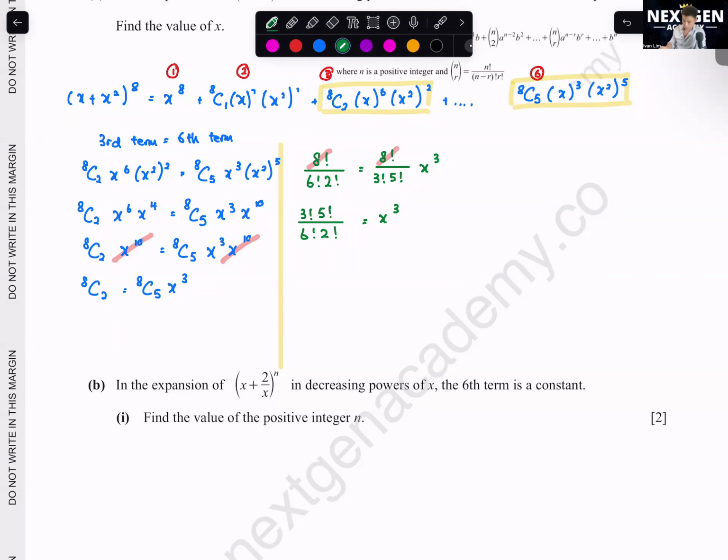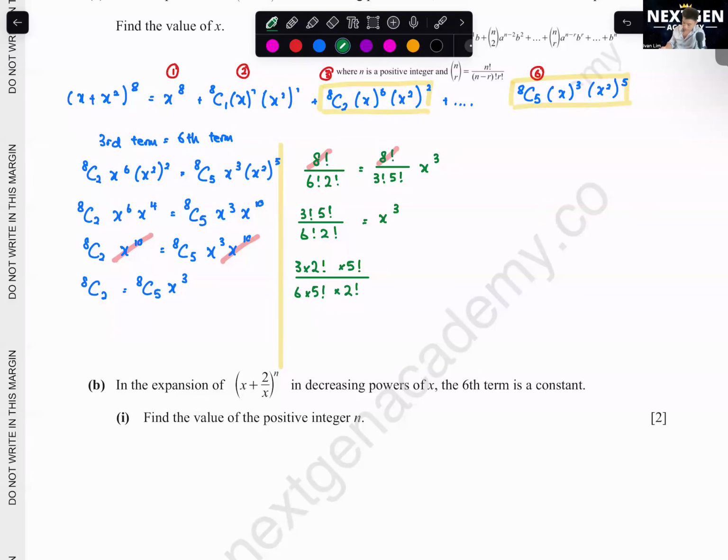How to simplify? Always take the bigger factorial, then try to simplify with the smaller factorial. So we just think about 6 and 5, then 3 and 2. 3 can be expanded to 3 times 2 factorial. Everyone understand how to do this? Because 3 factorial is 3 times 2 times 1. We'll stop at 2 factorial. Then here, times 5 factorial. Then this part, 6 factorial, we can write as 6 times 5 factorial times 2 factorial.